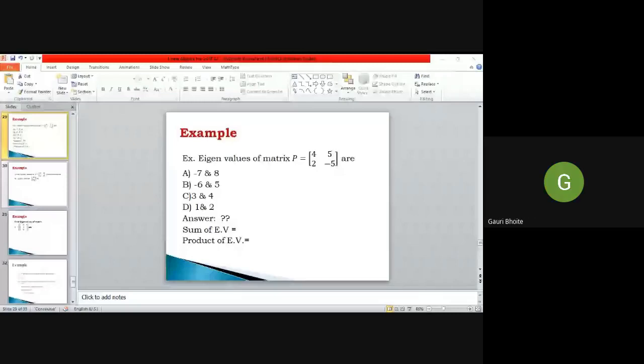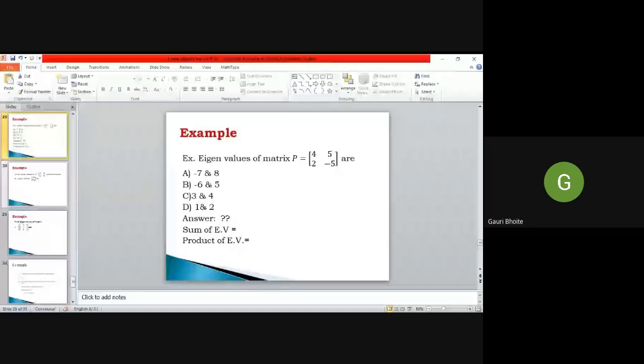Hello, ma'am. Sum of eigenvalues is equal to the sum of diagonal elements of the matrix. So we find lambda 1 plus lambda 2 is equal to -1. Then the product of all eigenvalues is equal to the determinant of the matrix. Correct. The determinant is -30. So which option satisfies? The product of these two is -30 and the sum is -1. Option B. Yes.